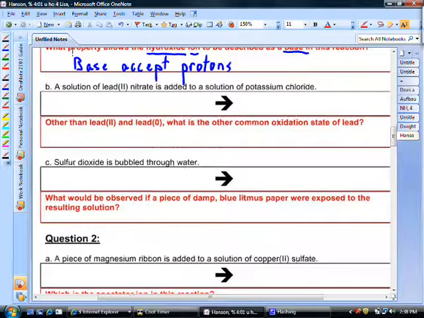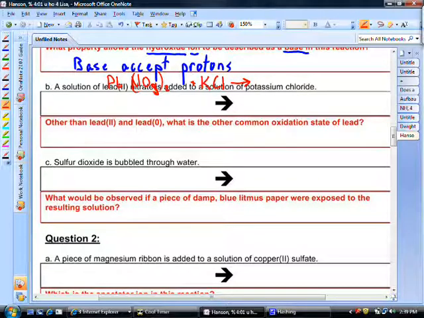Let's move to B. A solution of lead nitrate is added to a solution of potassium iodide. So I'm just going to sketch in here. Here's lead, here's nitrate, NO3. I know their charges. I know what the formula would be. It's in aqueous solution, so it will dissociate completely. And potassium chloride in solution will dissociate completely. And they're going to react.